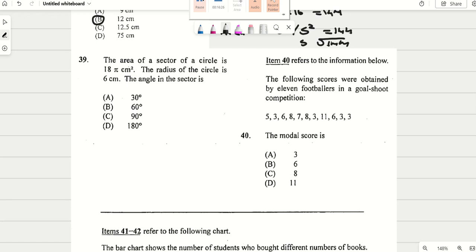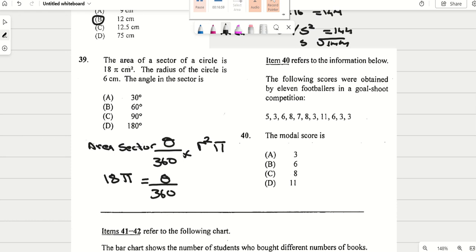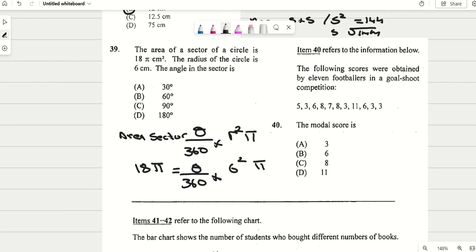The angle of the sector is, first off, what is the area of a sector? If we do not know it, guys, this formula is given in one of the formula sheets in your multiple choice. It's theta over 360 multiplied by r squared pi, right? And they told you this is 18 pi, that's the area of the sector. So 18 pi equals theta over 360 multiplied by 6 squared pi, right? Let me use this side.